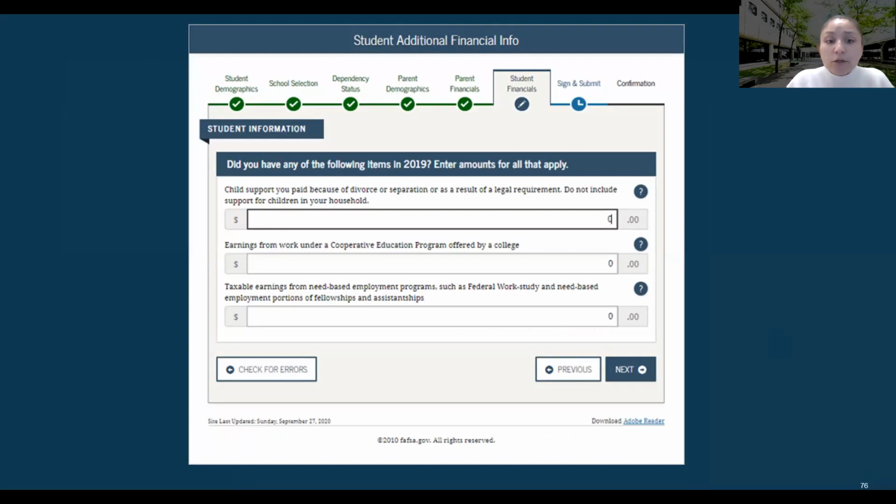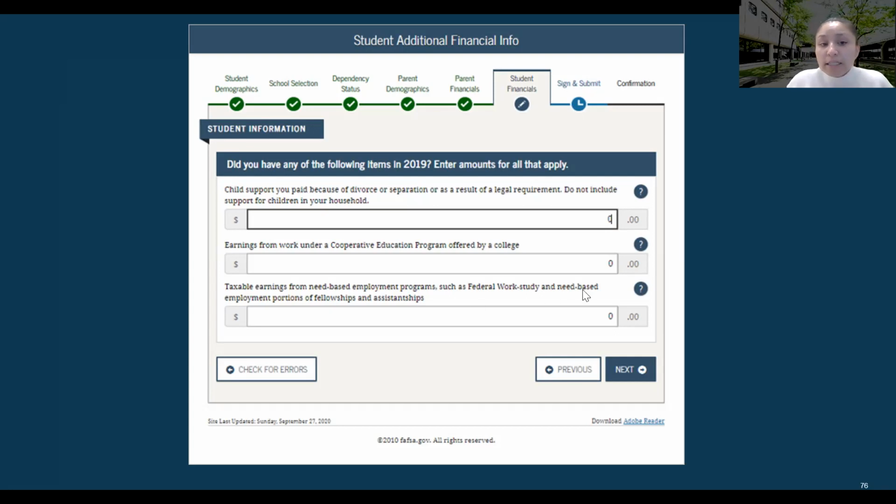Any earnings that you have worked under a cooperative education program offered by a college, or any taxable earnings from employment-based programs such as federal work study and need-based employment portions of fellowships or assistantships. This is the area that you want to make sure to include.